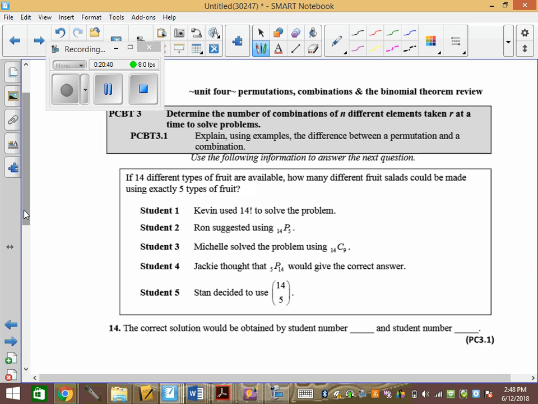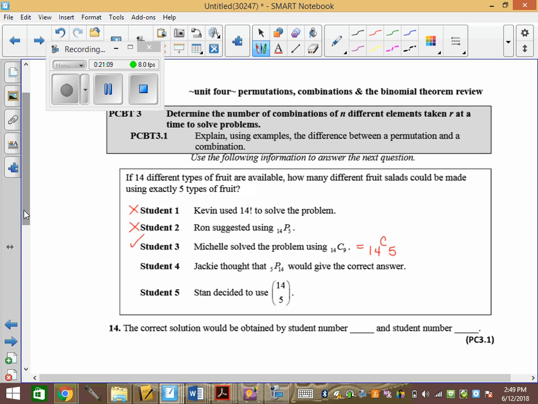So it's a combination. So would 14 factorial cover that? No, it makes no sense. So they want the correct solution, which students? Ron suggested 14P5. Does that make sense? No, it's a perm. Michelle solved and said 14C9. Would that work? Yeah, because it's the same as 14C5 when you take the fraction.